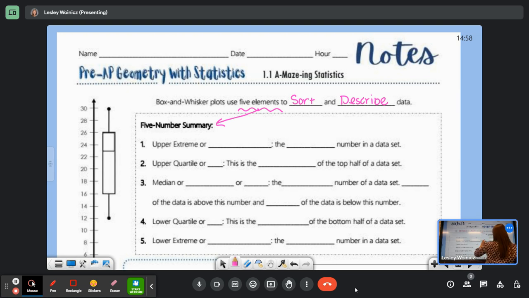Okay, so the upper extreme or maximum. This is the largest number in your data set. Surprise. Okay, so this is your max.